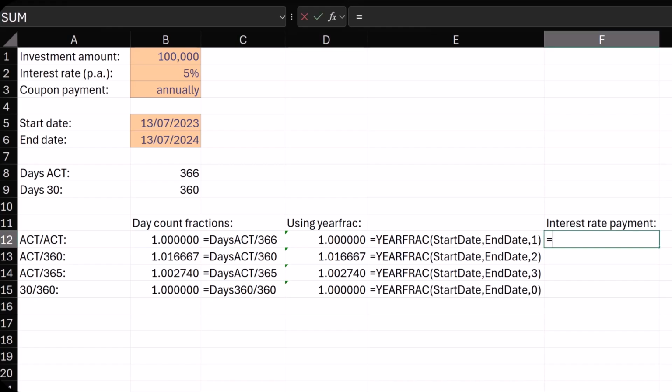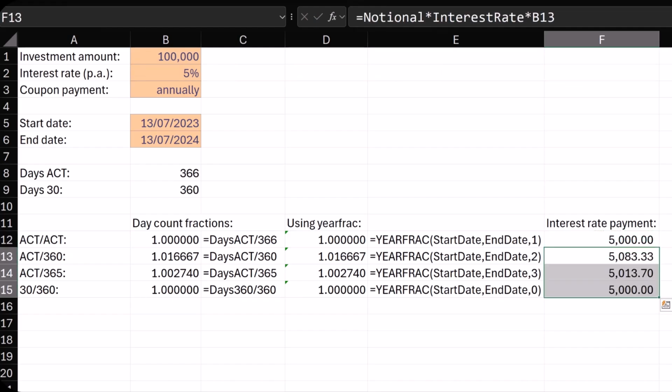Now, we plug those day count fractions into the interest formula, which was notional times interest rate times day count fraction. And now you can see why the answer to the original question was, it depends. Using the same 100,000, the same 5%, and the same 1 year period, you get different interest payments depending on the day count convention. Under actual, it's exactly 5,000.